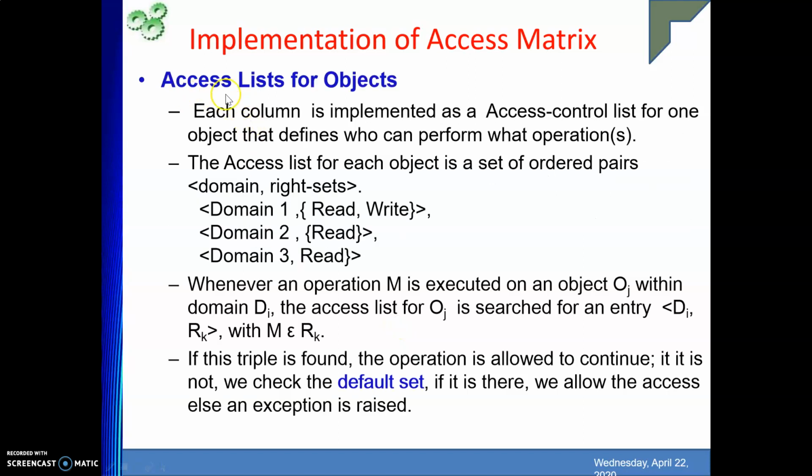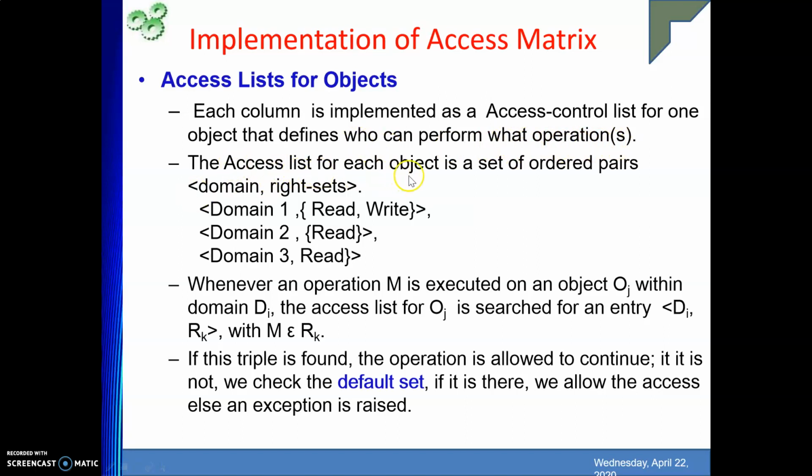The next one is access list for objects. So an access list corresponds to one object. That means for one column, one access list is there. So now we are slicing the access matrix column-wise, and each column is represented as an access list. Each column is implemented as an access control list for one object that defines who can perform what operations. Who means the domain, and operations means the right sets.